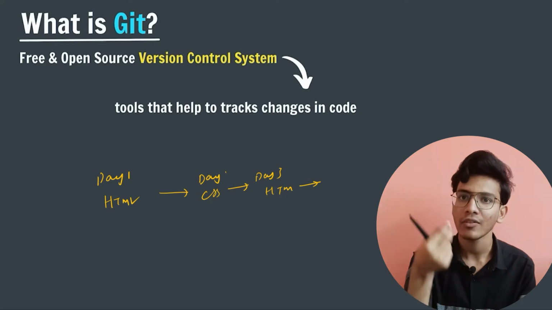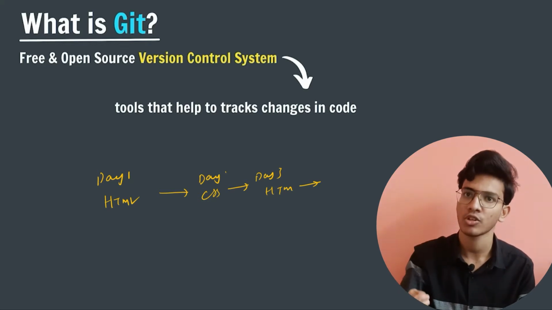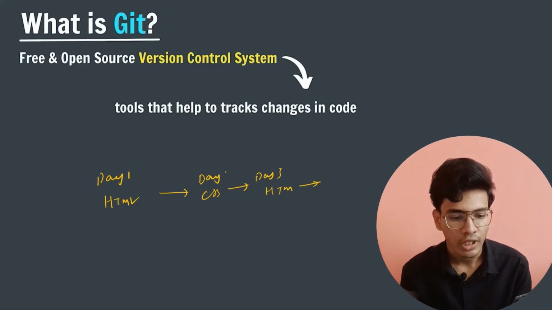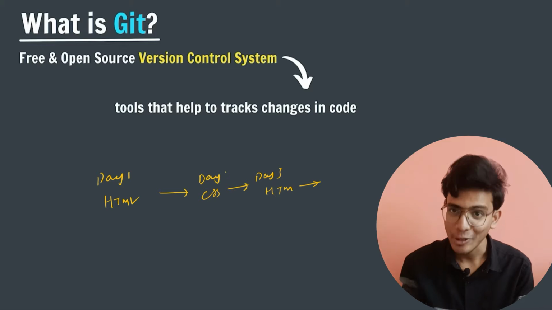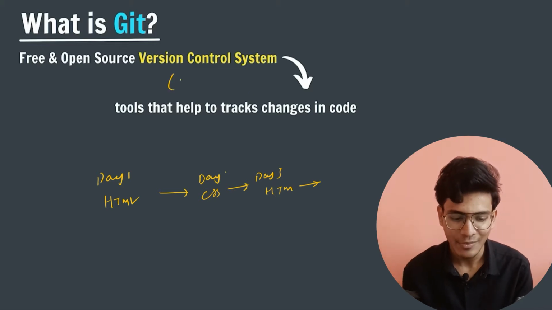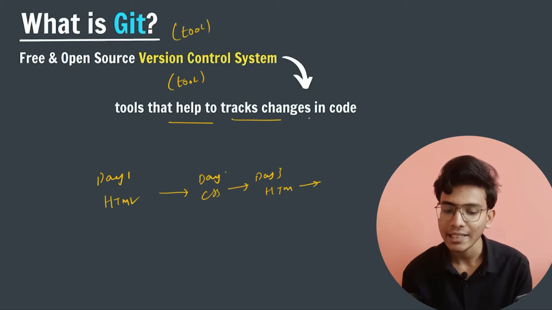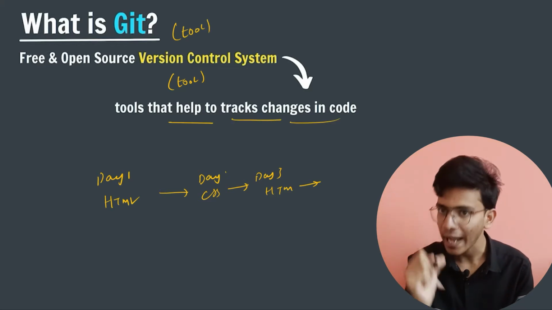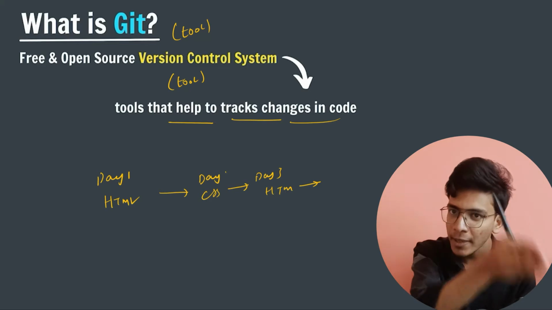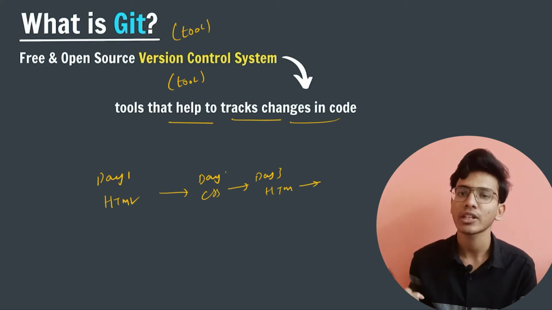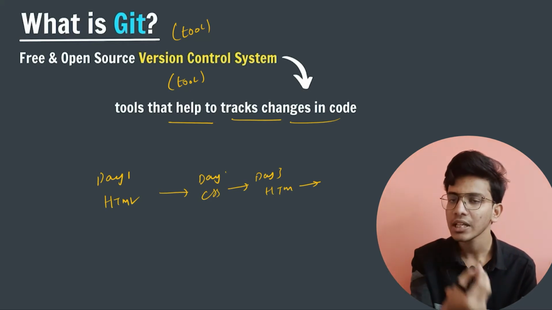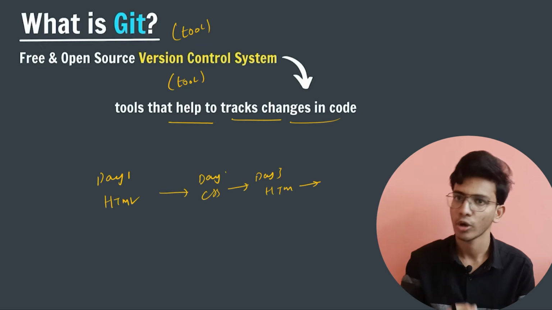So to track every change, every nuance change in your code, we use a version control system, a tool. A version control system is nothing but a tool called Git. Git is a tool which helps in tracking the changes in the code. It will track, okay, these are the changes which happened on day 1, these are the changes which happened in day 2. Like this, it will keep track of your code.